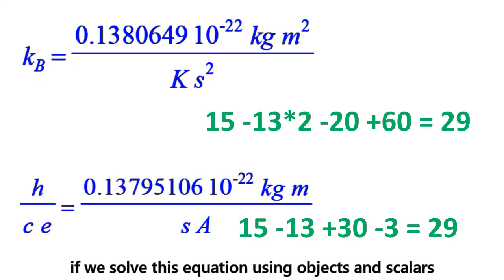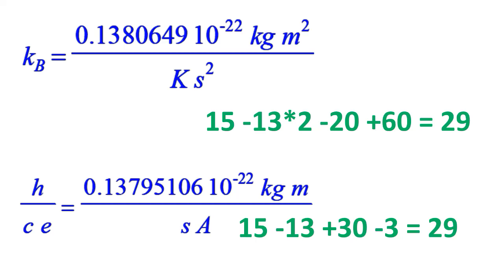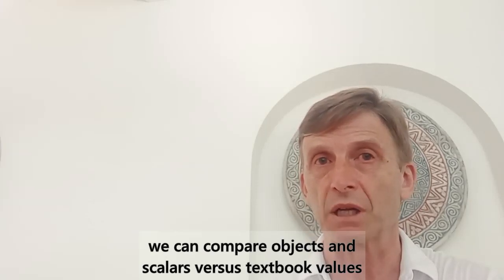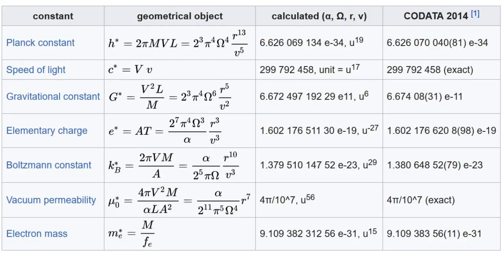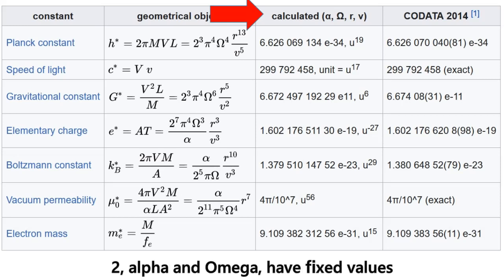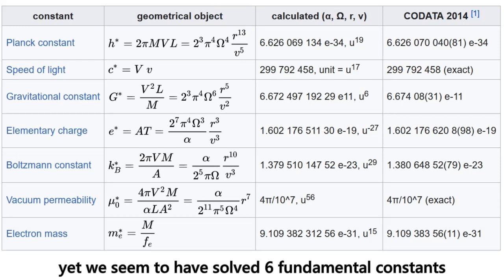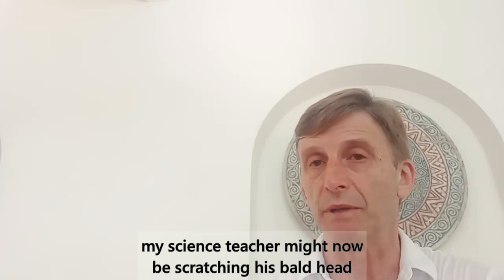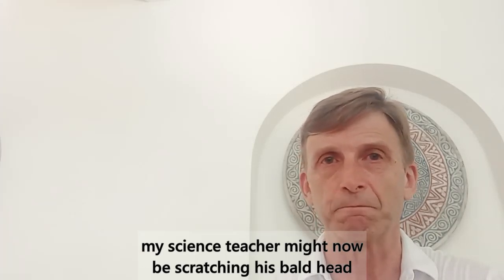If we solve this equation using objects and scalars, then the answer is correct. We can compare objects and scalars using versus textbook values. We are using only 4 numbers, 2, alpha and omega, have fixed values, and the 2 scalars are unit dependent. Yet, we seem to have solved 6 fundamental constants. My science teacher might now be scratching his bald head.